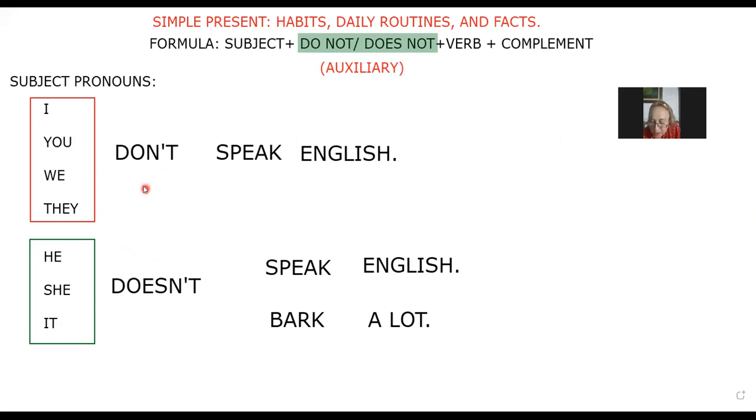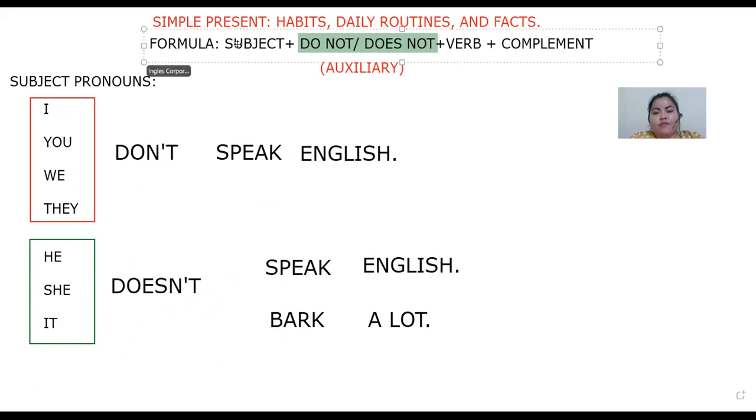O sea que doesn't se agregaría de igual forma con it. Con it, sí, ese sí. Correcto. It doesn't bark a lot. Sí, para ellos tres, sí se va a utilizar lo mismo. Para ellos cuatro, también se va a utilizar lo mismo. Ok, thank you. You're welcome. Now, let's make questions.